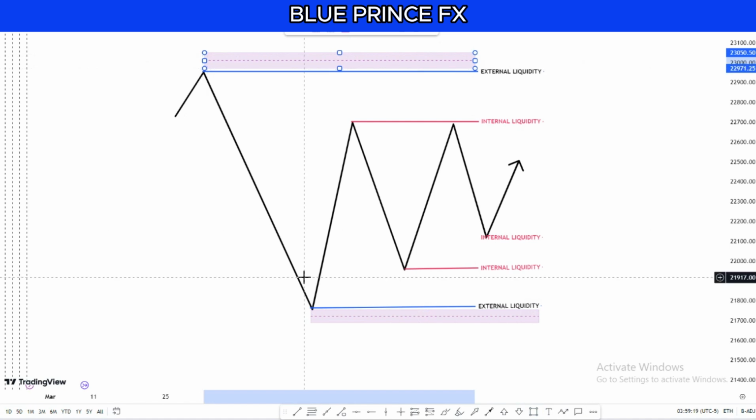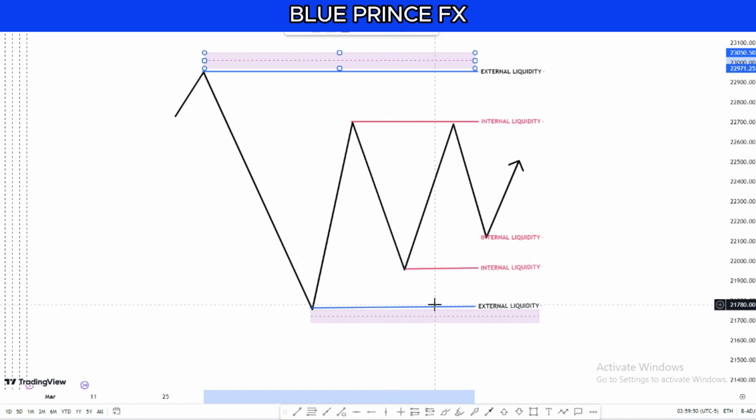Internal means inside, so internal means inside of the range. That is liquidity found inside of this high and this low. If you look at this high, the market came here and made this high, and it didn't go above it. It made this high, which is a lower high, and it made this low, which is a higher low. So this becomes our internal liquidity because it's inside of this range, and this becomes our sell side internal liquidity.